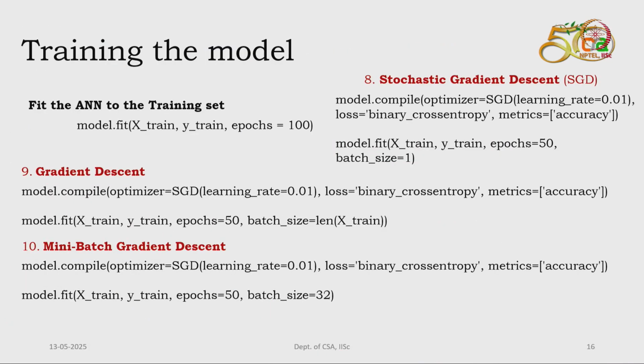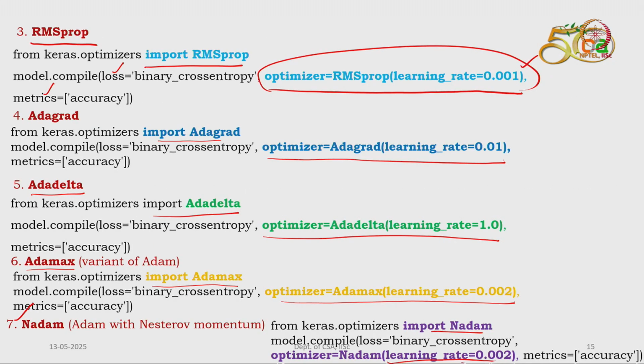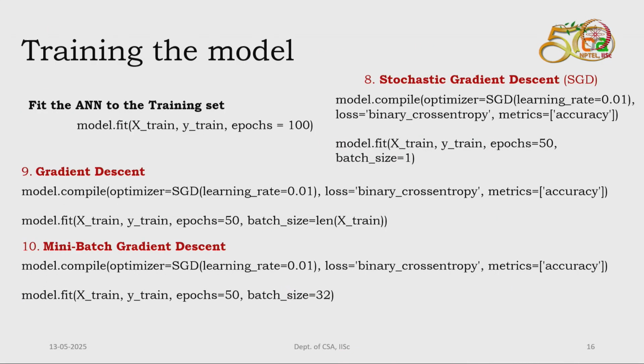Along with this, we also have gradient descent, then mini batch gradient descent, and then stochastic gradient descent. So along with those 7 optimizers that we have seen, we have 3 more, which you know: gradient descent, stochastic gradient descent, and mini batch gradient descent. I think stochastic we have seen in the previous slide.